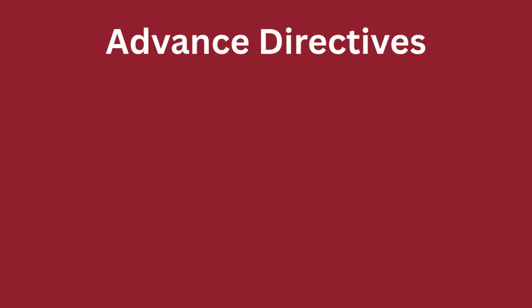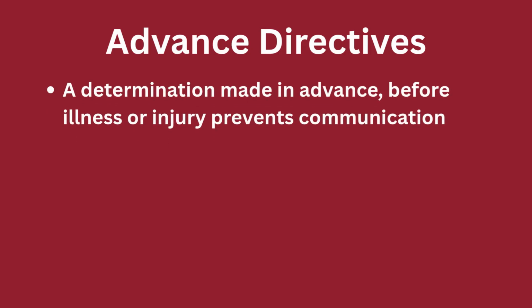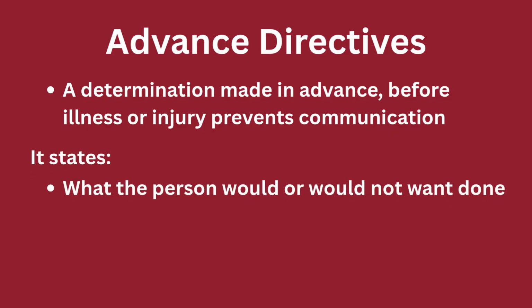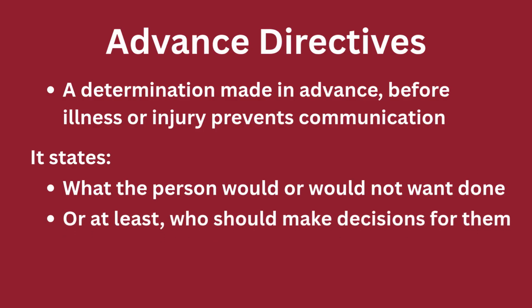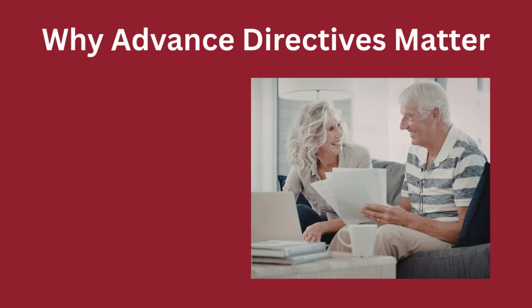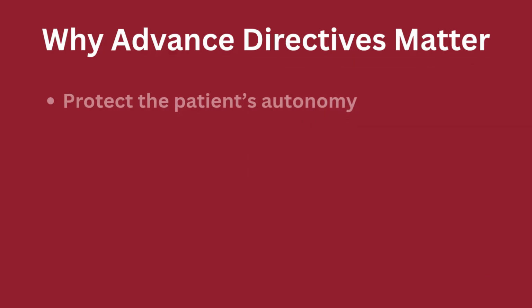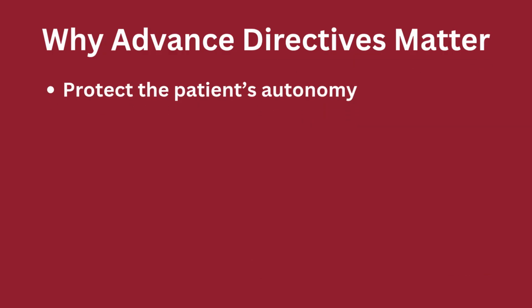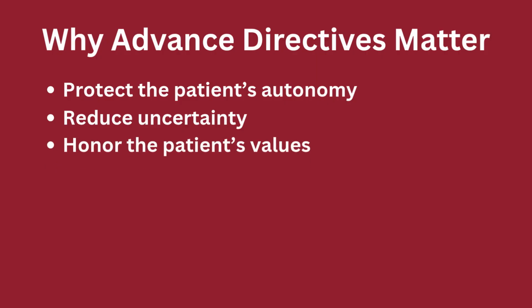An advance directive is a determination made in advance, before illness or injury prevents them from being able to communicate their wishes. It states what the person would or would not want done, or at the very least, who should make the decisions on their behalf. Advance directives do not answer all concerning questions, but still, they can protect the patient's autonomy, reduce uncertainty, and help families and providers honor the patient's values.